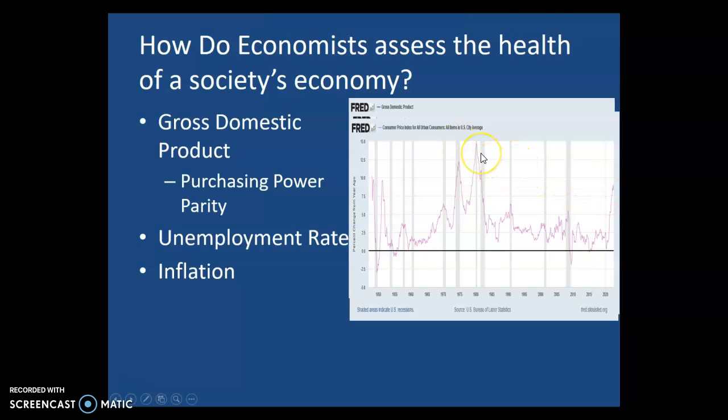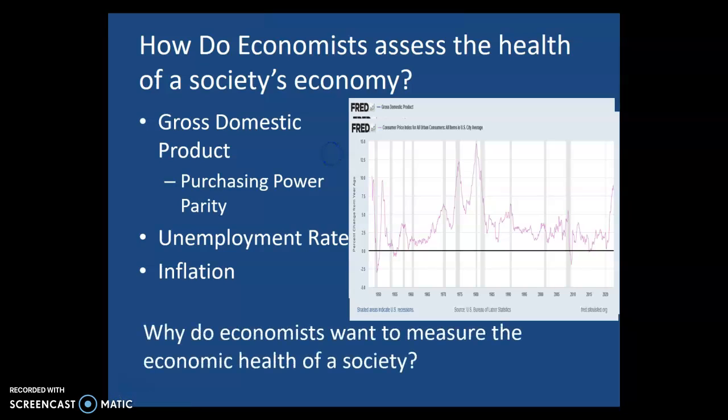And let's hope it doesn't get as high as it was, say, back around 1980 in the late 70s. In that period, it was really quite high. So those are the three areas that we like to look at when we're judging a society's economy. And of course, the question then is, why do we do this in the first place? Does it make our lives any better if we know that we have high unemployment?